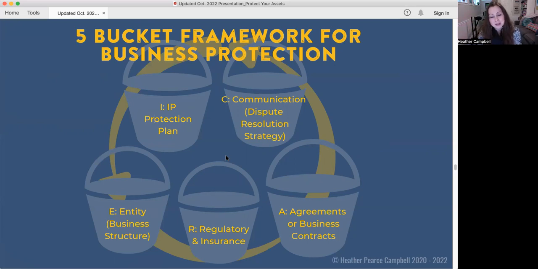Third bucket, agreements, right? Any exchange of value happening in your business, you need to be looking in the business contracts bucket. Fourth bucket, communication and dispute resolution strategy, right? That's kind of an overarching framework that you can apply to your business and view your business from, so that you are very carefully curating and creating the kinds of communications that will support the development of a client that you want to serve.